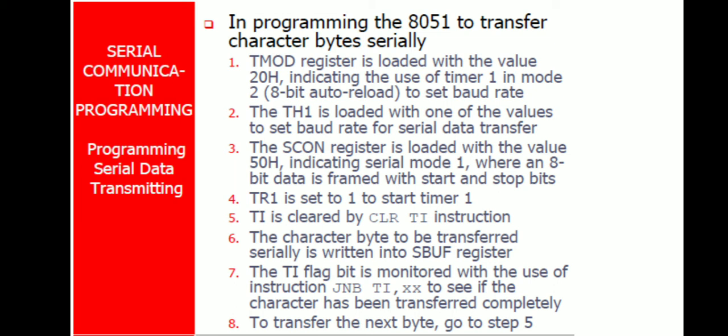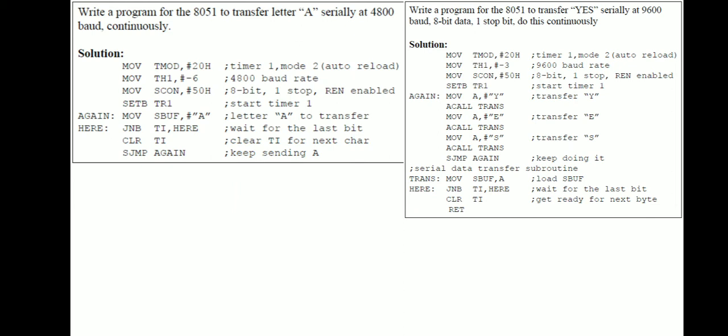The character byte to be transferred serially is written into the SBUF register. The TI flag bit is monitored with the use of the instruction JNB TI to see if the character has been transferred completely. Then the last step, to transfer the next byte, go to step number 5. In such a way, we can transmit serial data through the serial communication board.